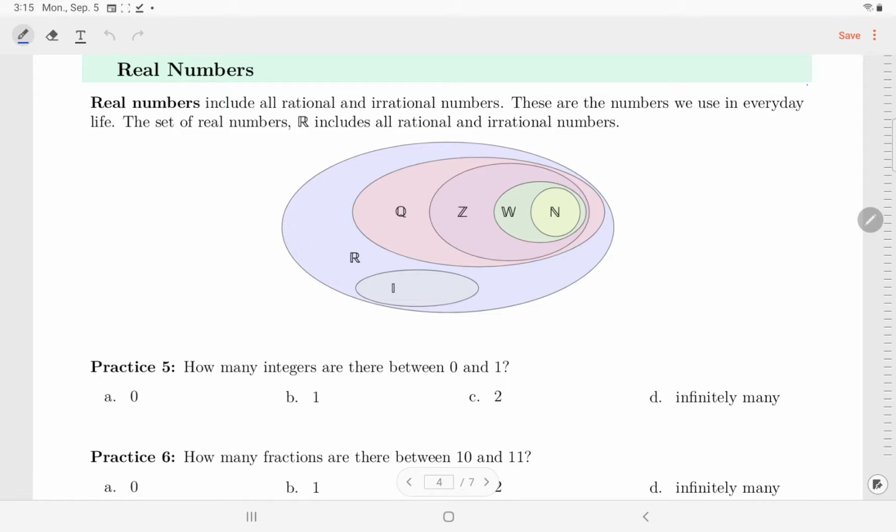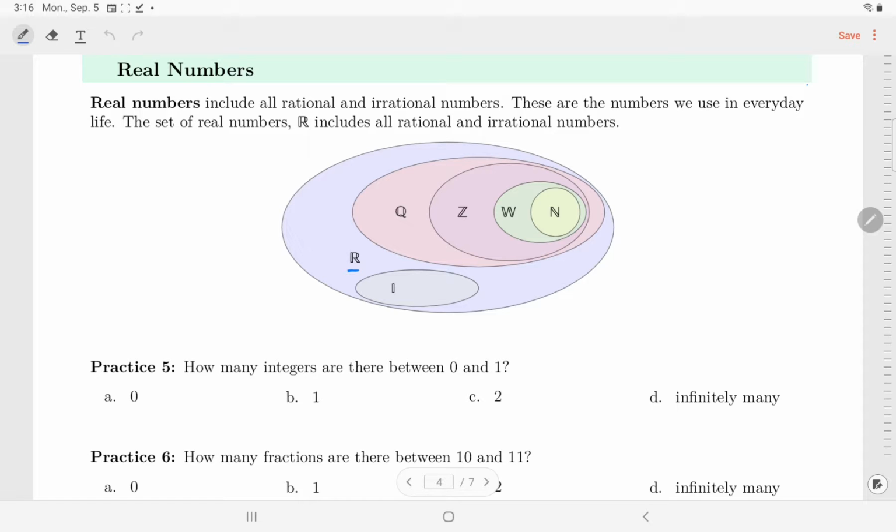And finally, we get to the real numbers, which include all the rational numbers, which include integers, whole numbers, and natural numbers, but also include the irrational numbers. So we can say that rational numbers and irrational numbers are both subsets of real numbers. Now pause the video and work on practice questions 5 to 10 before we take up the solutions.